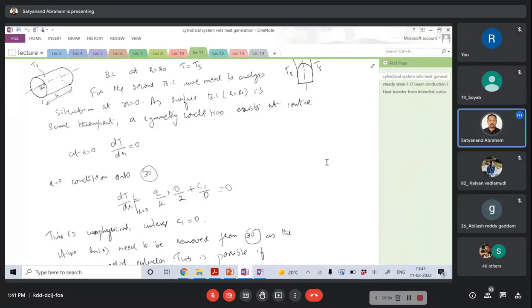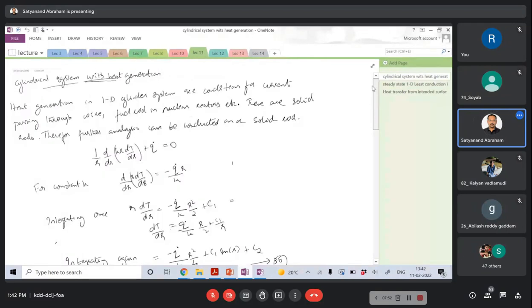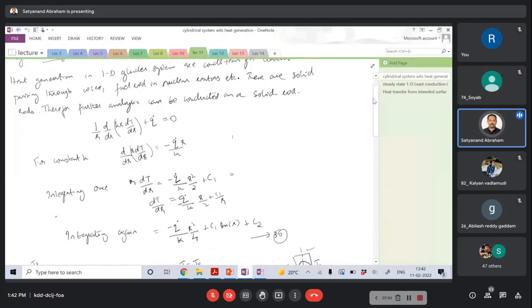If you do that, you will get the total heat that is being convected out, which is the total heat generated within the system. So that is one way you can do this, the regular method based on the governing equation. Okay, so another method is this.